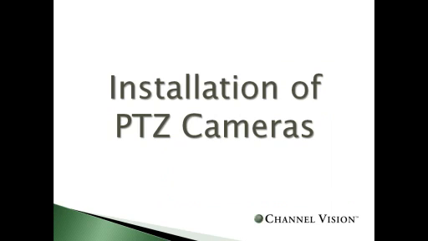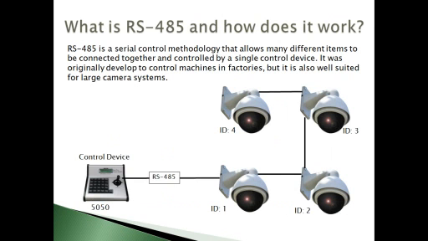Next, we're going to talk about installation of PTZ cameras, because this does involve some terminology that we might encounter as well. And that might be RS-485. So what is RS-485 and how does it work? Well, RS-485 is a serial control methodology that essentially allows different items to be connected to a single controller. It was originally developed to control machines, but is perfectly suited for cameras as well.